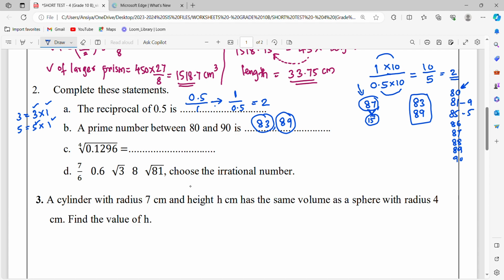Now question C. What is the fourth root of the given number? For trying this, you should know how to use your calculator properly. So we need to find the fourth root of the number 0.1296. Its fourth root.